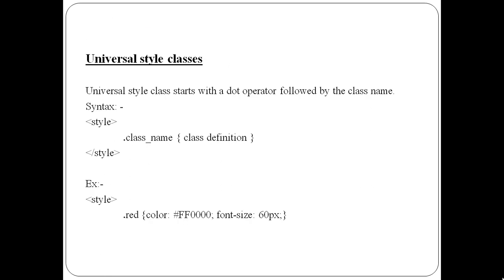Now let's see what are universal style classes. It starts with the dot operator followed by the class name. Here is an example. Red is a class name, so it is starting with the dot operator, and then the class definition is given here. Like the font size is given as 60 pixel and the color is given as red, hexadecimal value is specified. In place of color, you can either give directly a color name as text, or a hexadecimal value can be given, or RGB combination can be given.